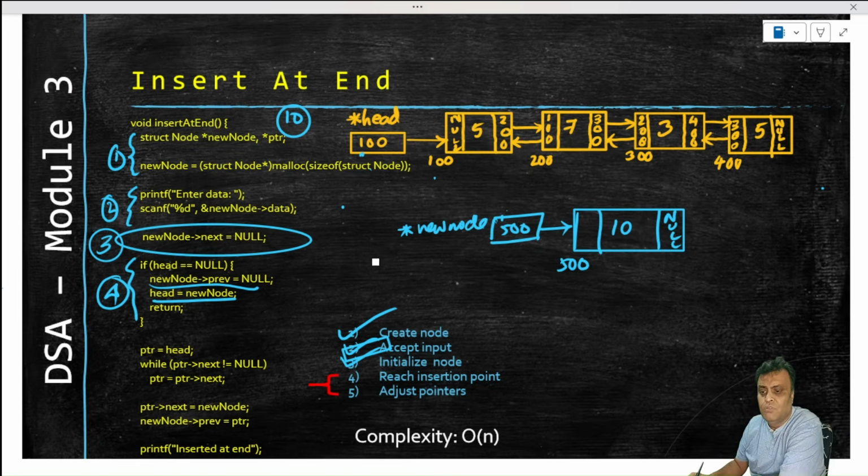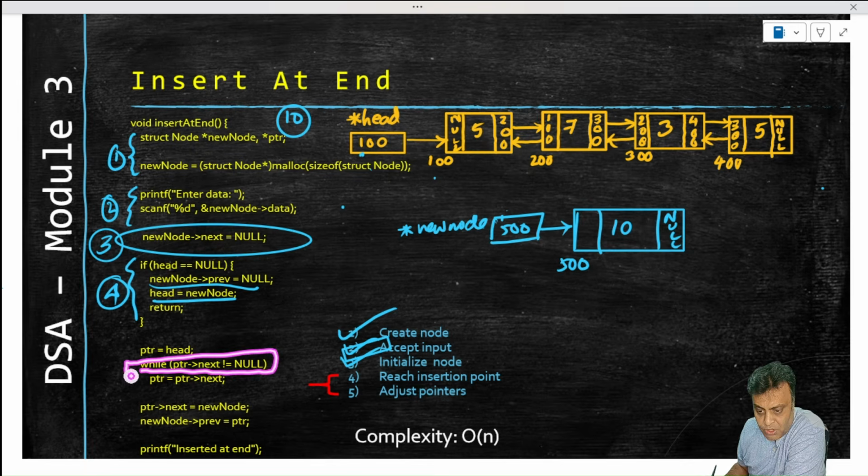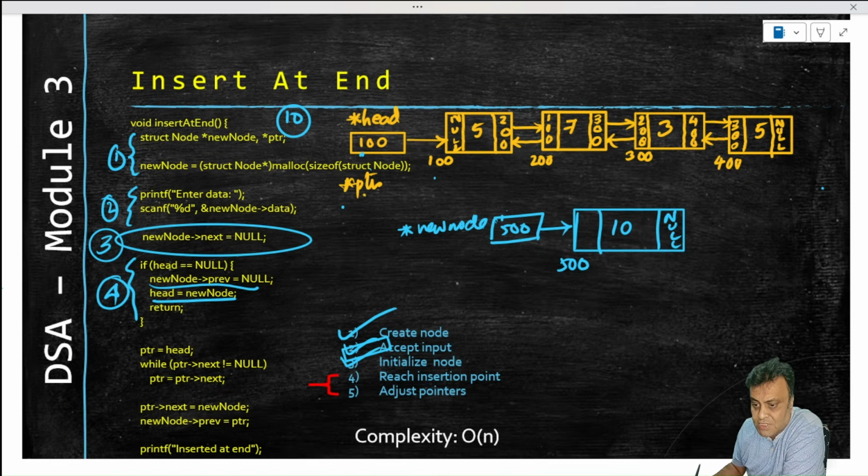So what do we do? We will take head into a variable like a pointer here. And once we have taken head into a variable, we say that we will run a loop where the pointer's next is not null. That means this head is equal to the pointer. So we have a star pointer here, which is basically having 100. And this 100 is what we are now changing.